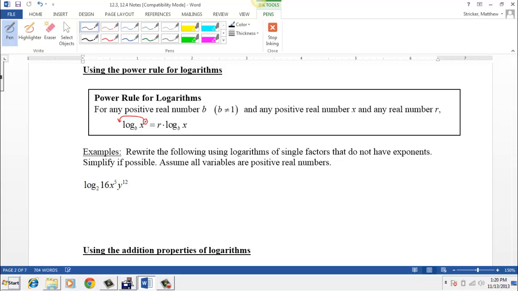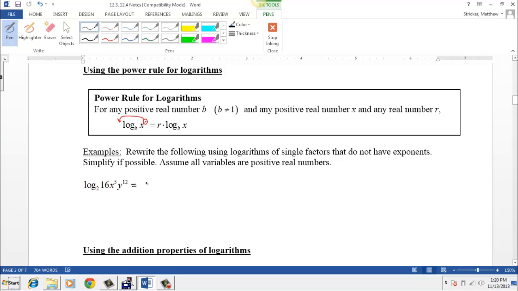So in the next example, it says rewrite the following using logarithms of single factors that do not have exponents. Right now, this is not the logarithm of a single factor. It's the logarithm of 16 times x to the 5th times y to the 12th. That's a lot of factors in there.